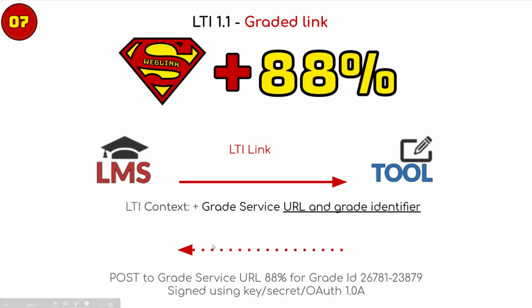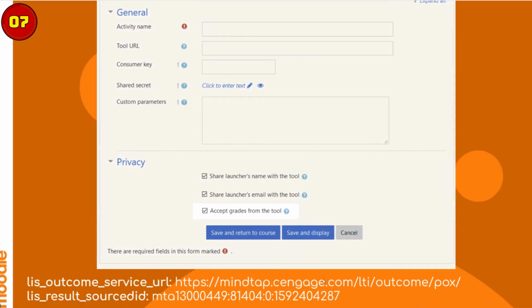This is a call that is done using OAuth 1.0. The way to enable that is actually very, very easy. When you set up your link, you just say accept grades from the tool. This way, Moodle will include this information, and you see an example here.